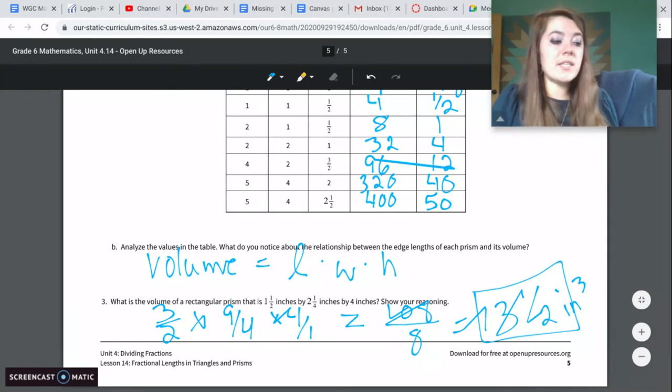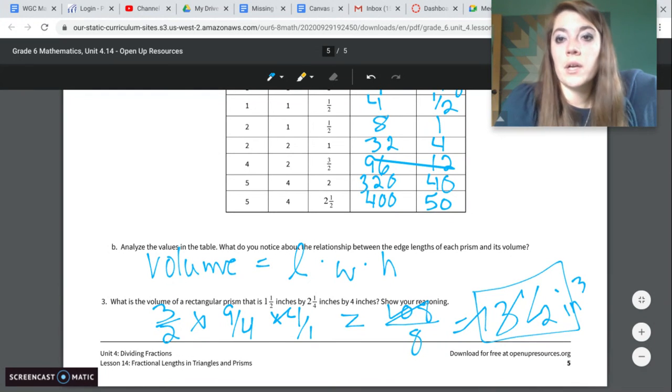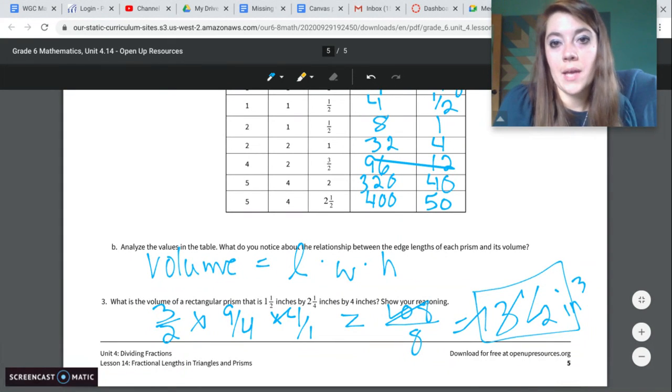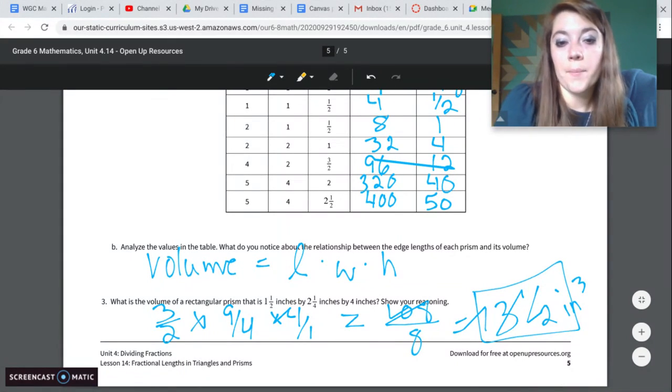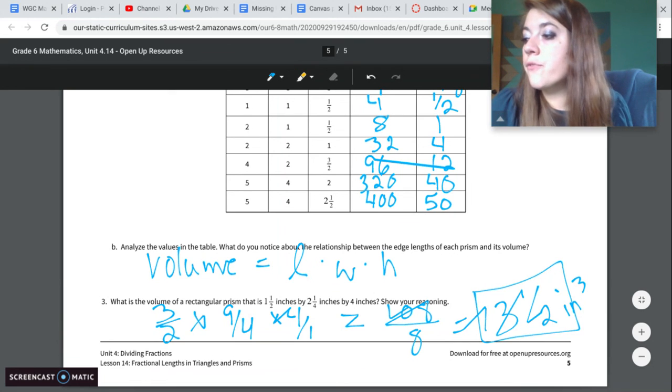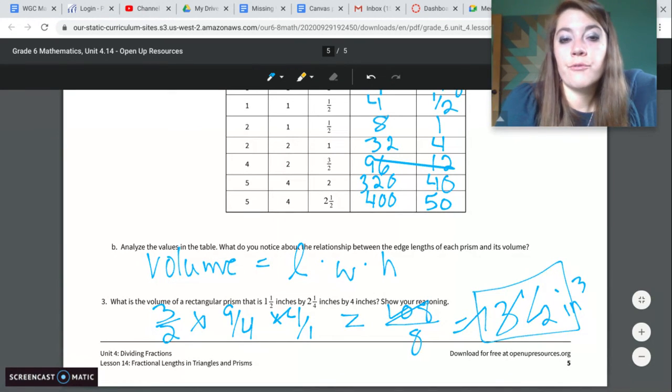So these all have been dealing with fractional lengths. So going back to working with our fractions and knowing that we can still find volume when we have fractions, we can still find area when we have fractions. You just have to be careful with them, okay? All right, your keyword for these 2 lessons is fraction.